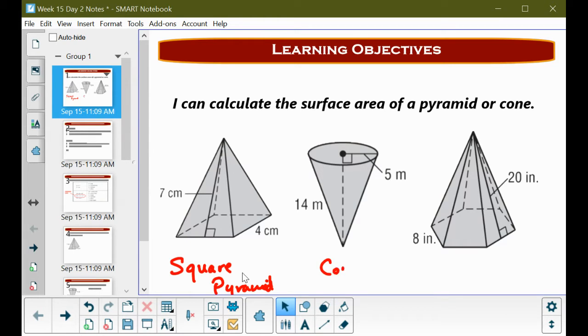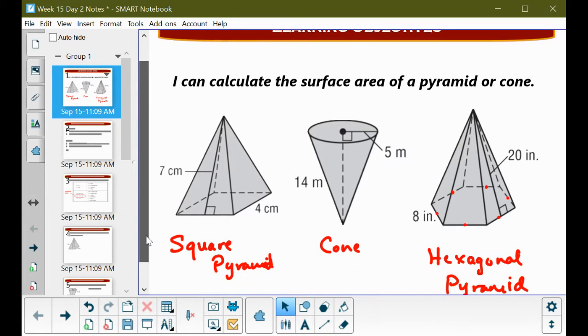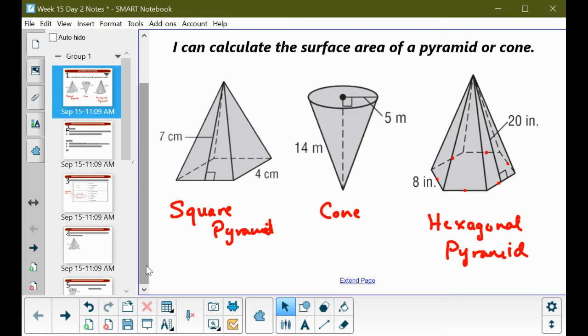We obviously have a cone here in the second, like an ice cream cone. And in the last one, we have another pyramid, and we have to count the number of sides here. 1, 2, 3, 4, 5, 6. So it's a hexagon for our base, so we call that a hexagonal pyramid. Let's roll this down so you can see it. So today we're going to be working on finding the surface area of these objects. So let's jump into the next slide here.